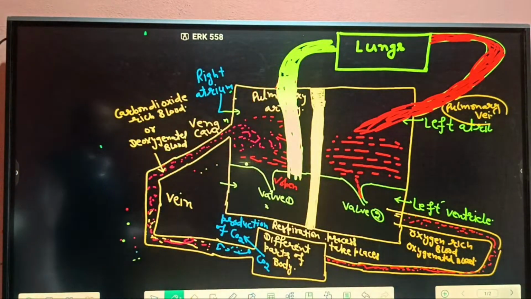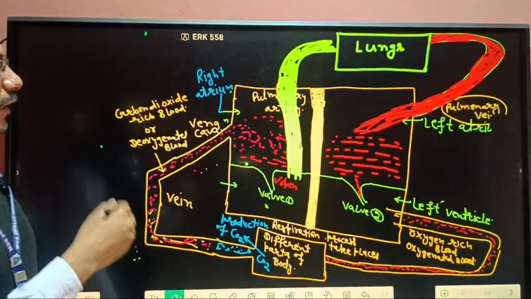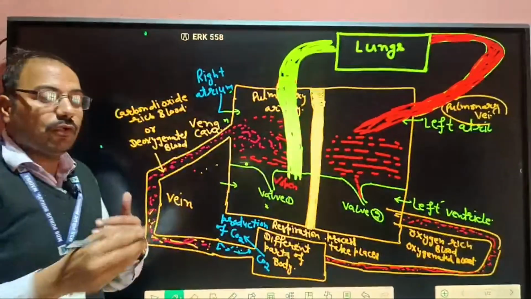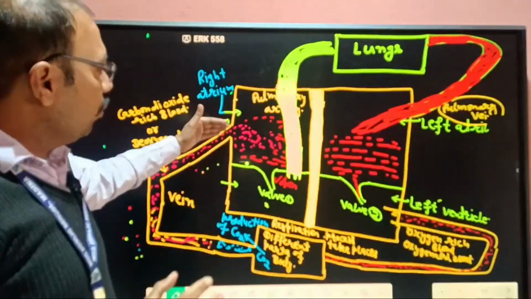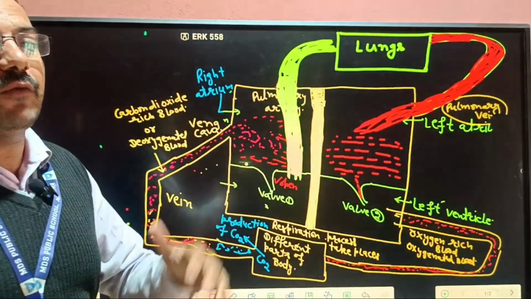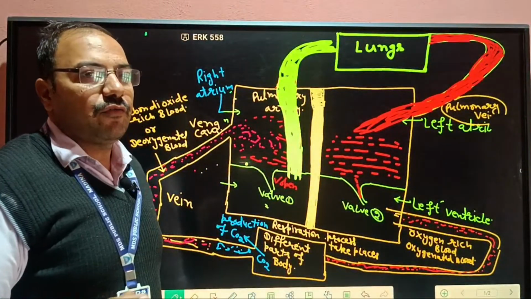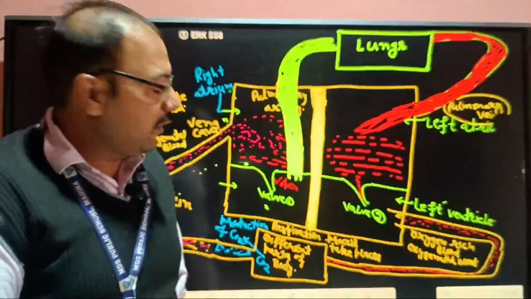Okay, so this is the diagram. So how does the heart work? First of all, it collects deoxygenated blood from the different parts of the body, like the foot, fingers, liver, and kidneys.